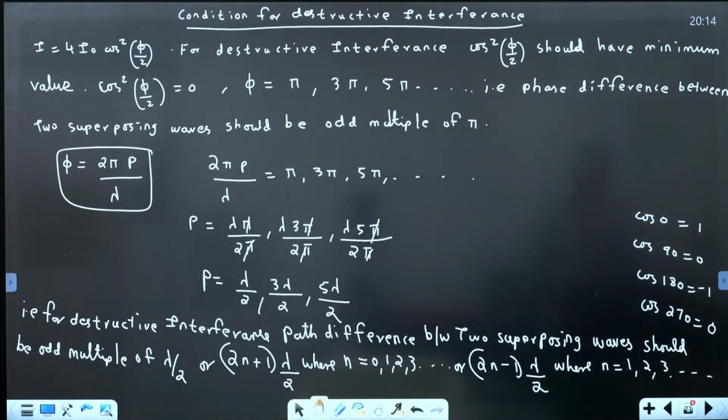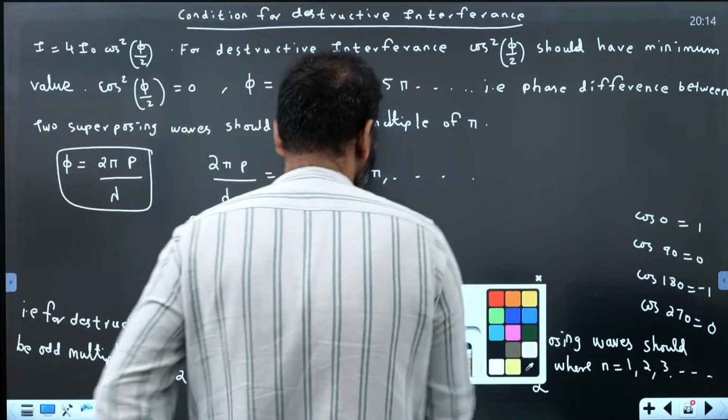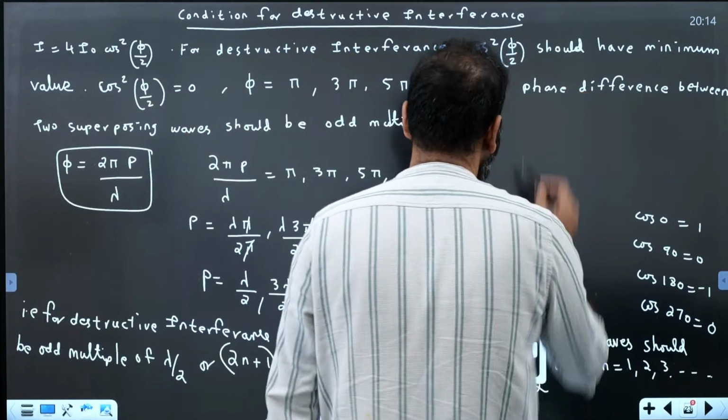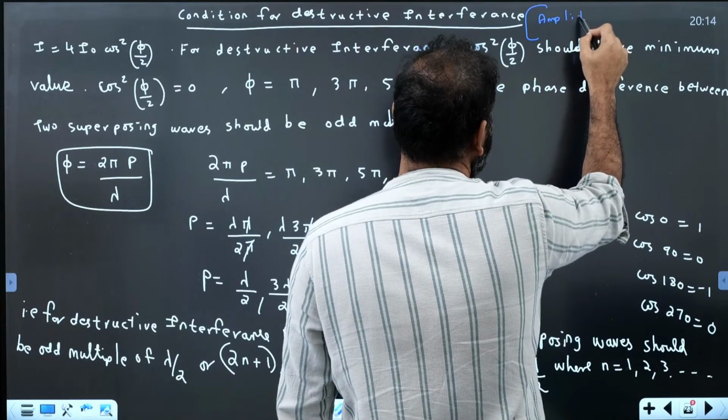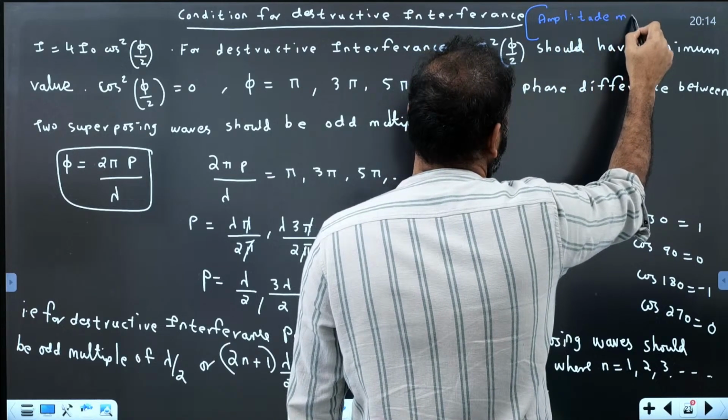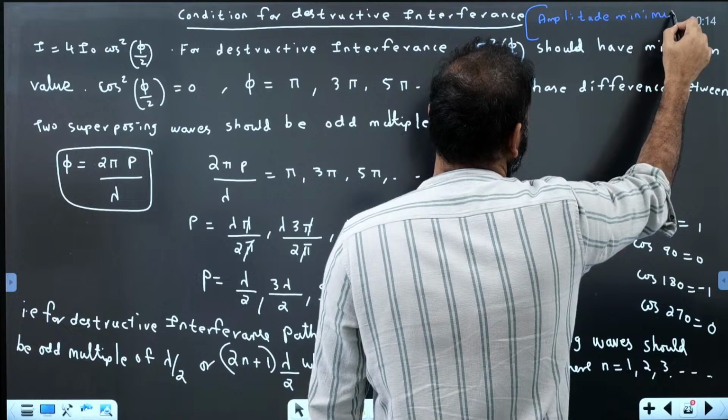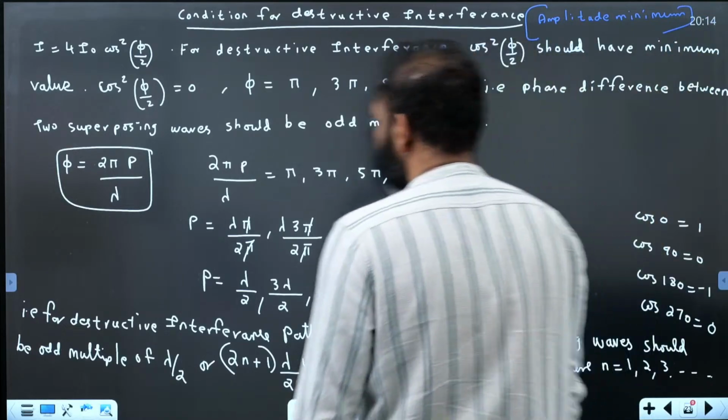Destructive means what? Amplitude minimum. Constructive means what? Amplitude maximum. Destructive, amplitude minimum. Amplitude minimum means intensity minimum. Constructive, intensity maximum.